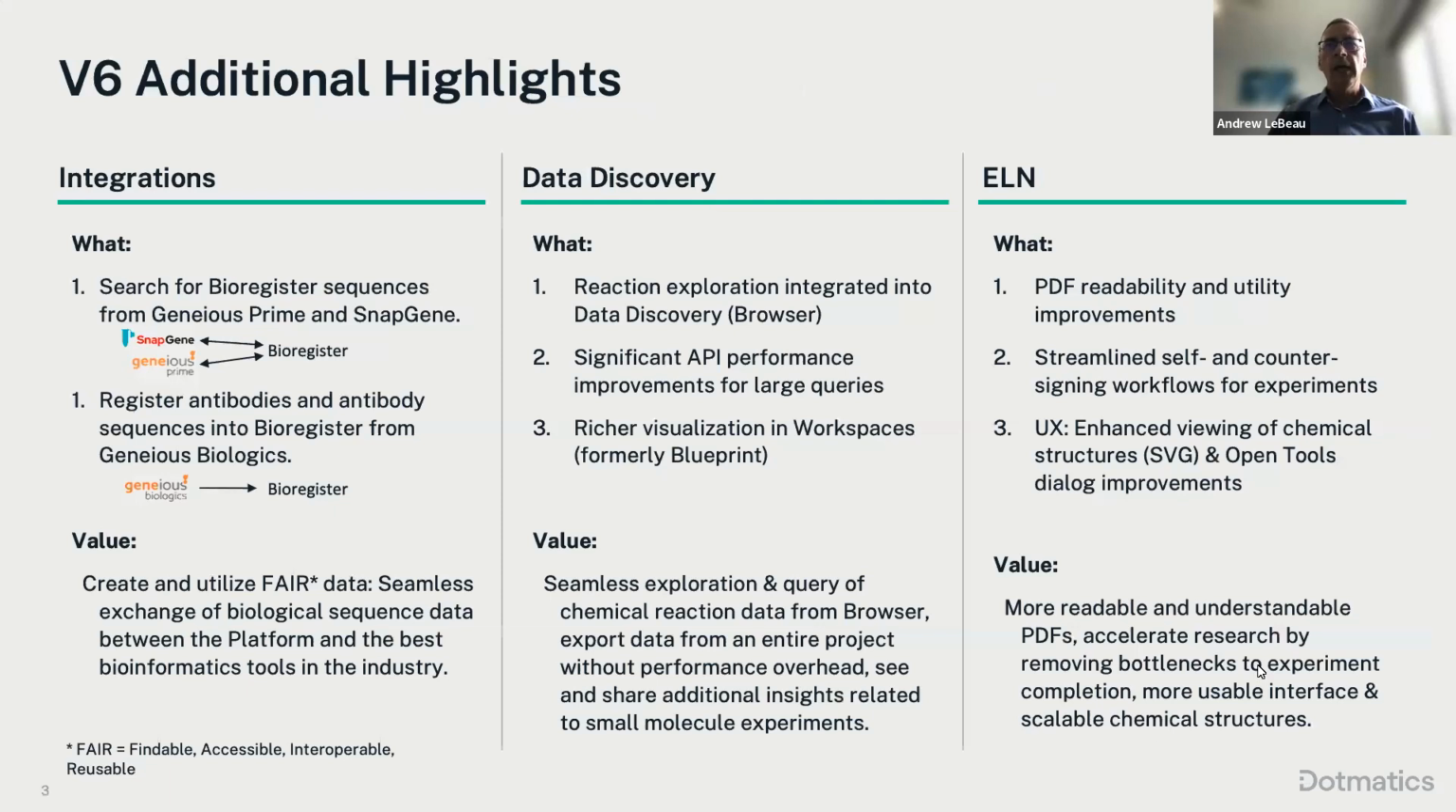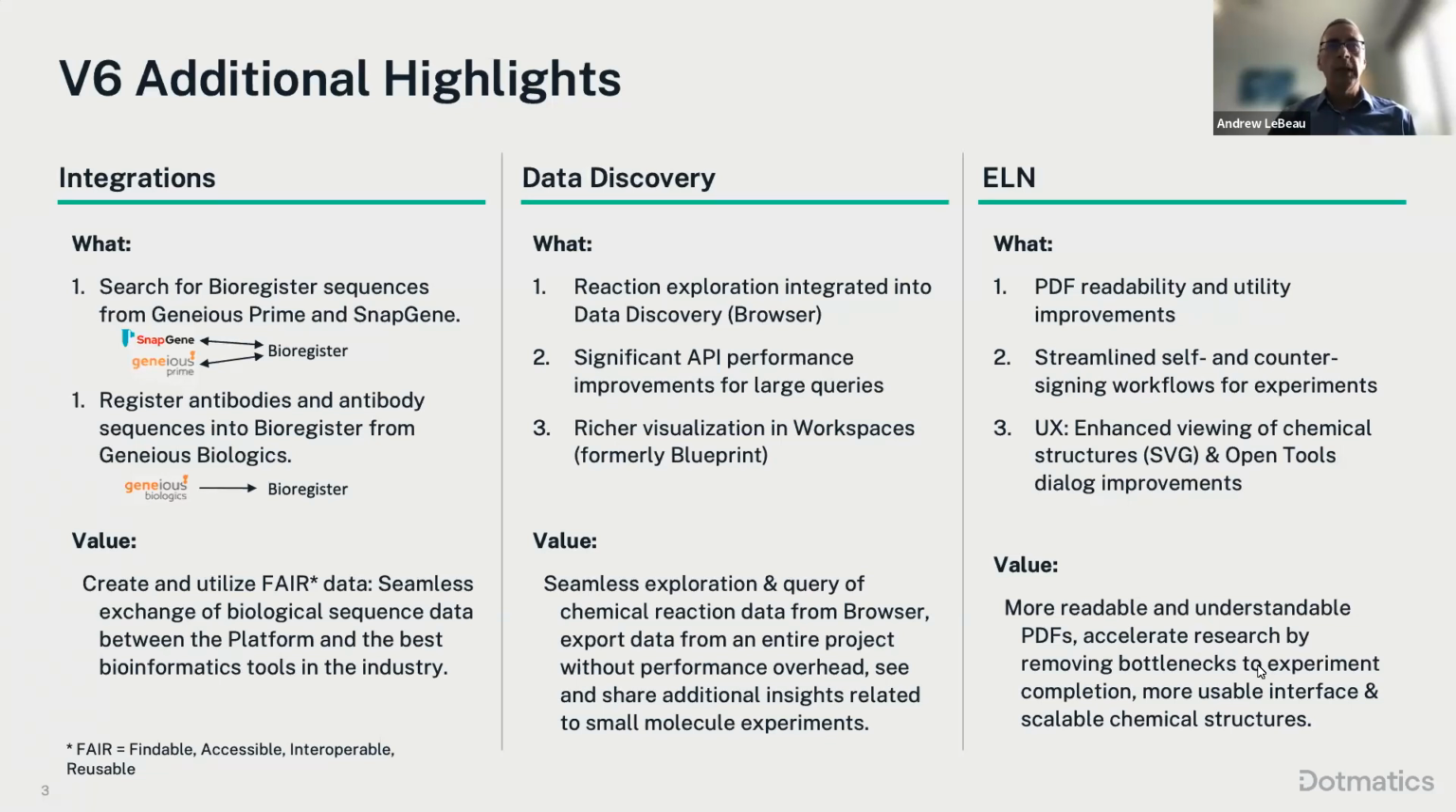Other key things we're going to highlight in the course of the webinar focus around these 3 areas. The first is around integrations. Dotmatics over the last couple of years has become part of a larger portfolio of products, including state-of-the-art bioinformatics applications such as SnapGene and both Geneious Prime and Geneious Biologics. We've already highlighted some initial integrations we've done with these products, the ability to register biological sequences from both SnapGene and Geneious Prime. In today's webinar, I'll be announcing that we have added to this bidirectional flow of traffic with the ability to actually search bioregister from these applications.